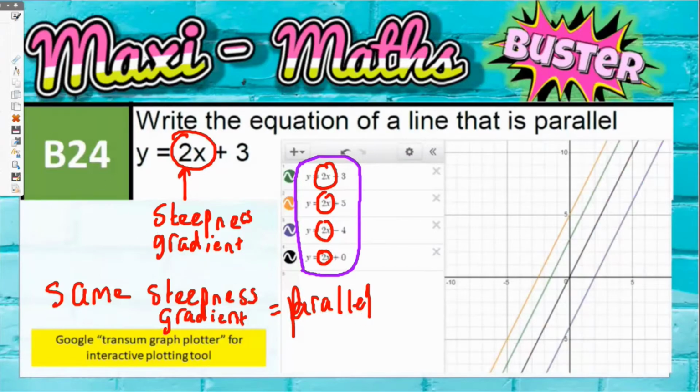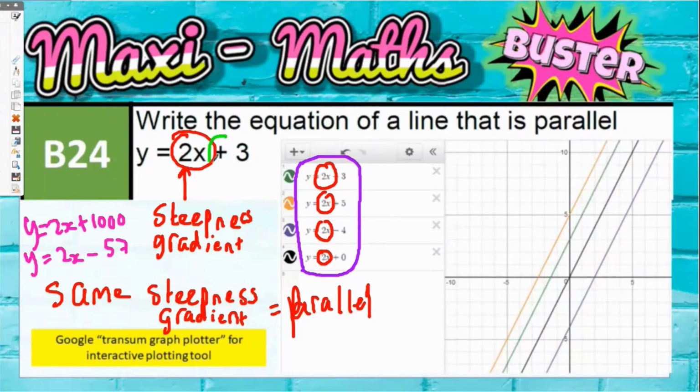So you could give any equation as long as it begins with y equals 2x. You could say y equals 2x plus 1,000. It's got the same steepness value, so it'd be a parallel line. You could say y equals 2x minus 57. Same gradient, so it would be a parallel line. This obviously begs the question, what does the number on the end mean?